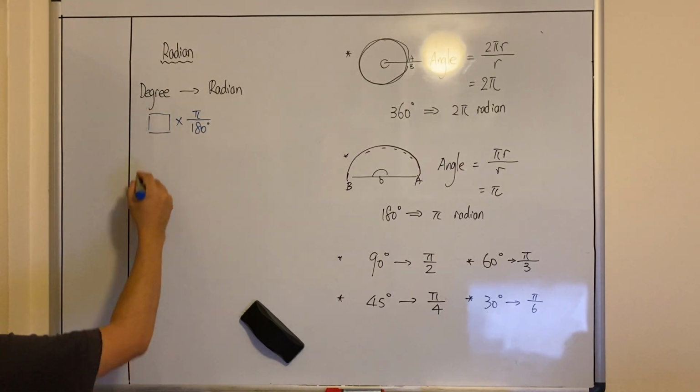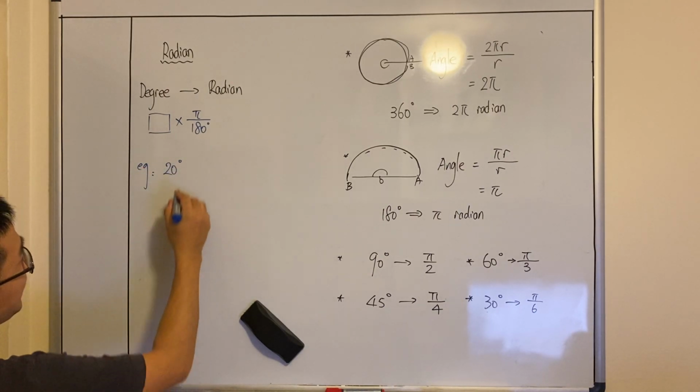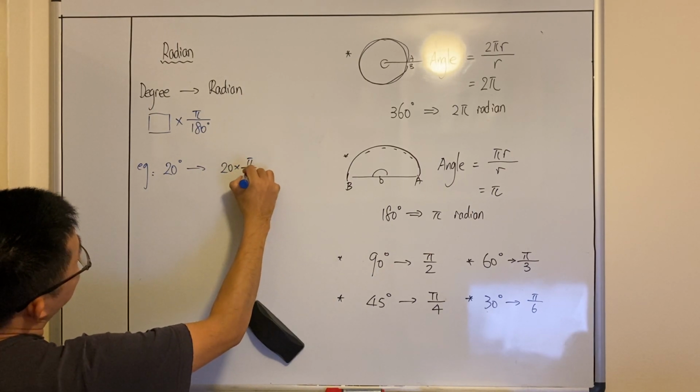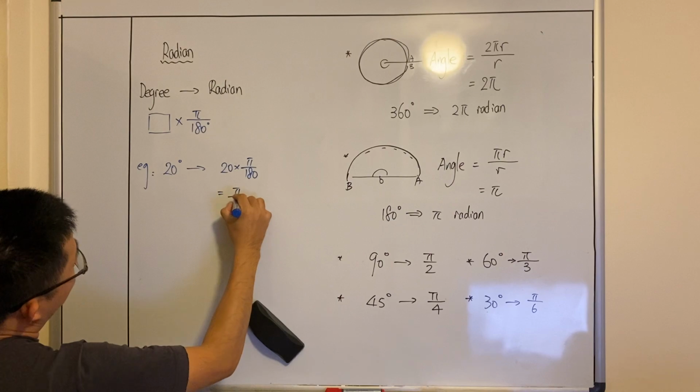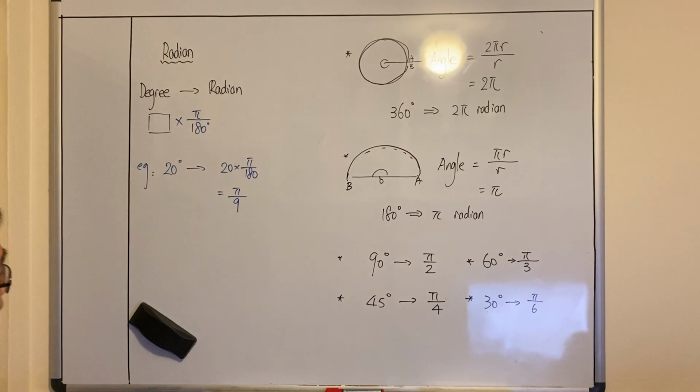So for an example here, if I have 20 degrees and I want to convert that into radians, then all we have to do is 20 times pi over 180, and that gives you pi over 9 radians. It's just another measurement of angles, right? All right, so that's really easy.